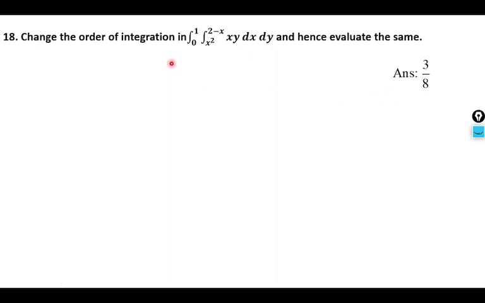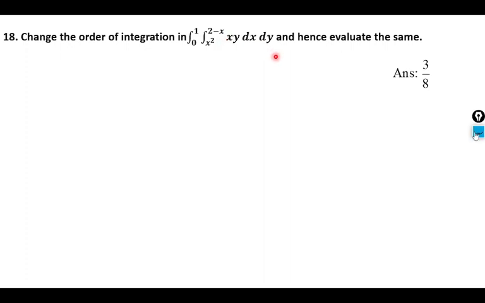Next question, example 18, third example here. In the third example, we have to change the order for 0 to 1, x square to 2 minus x, and hence evaluate the same. Because of this question, yes, compulsory we should change the order and evaluate, even though the direct integration is possible. You can integrate directly with y first and then x, and you get the answer.